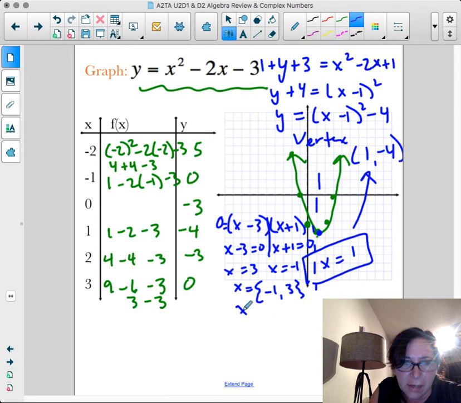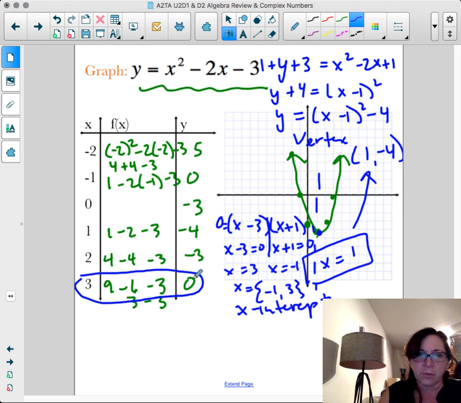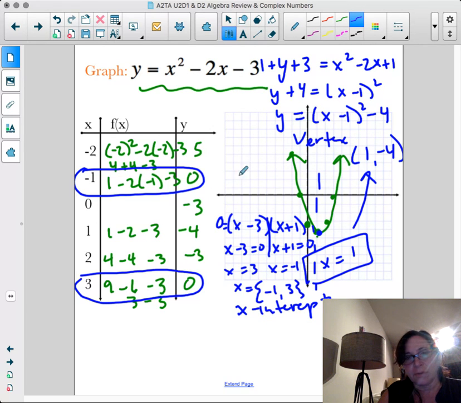Keep in mind that when you're finding your x-intercepts, it's when y is equal to 0. So I could have just looked right here and said, oh, there's one of my zeros. Here's another one of my zeros, okay? Instead of having to factor. Okay, so use some common sense for that too.